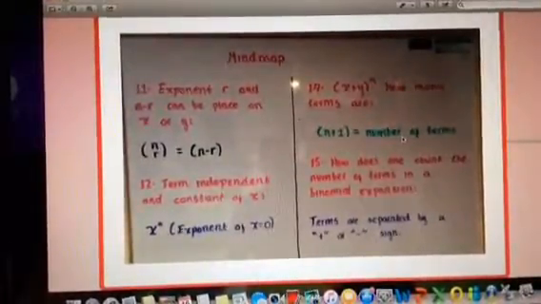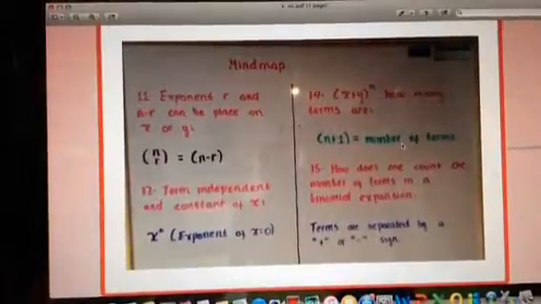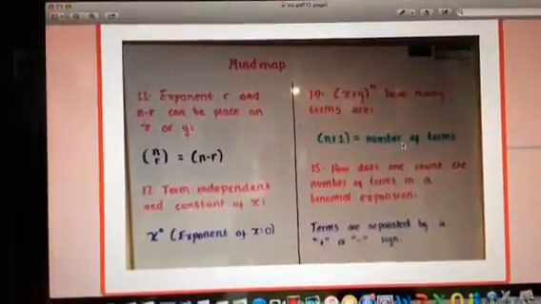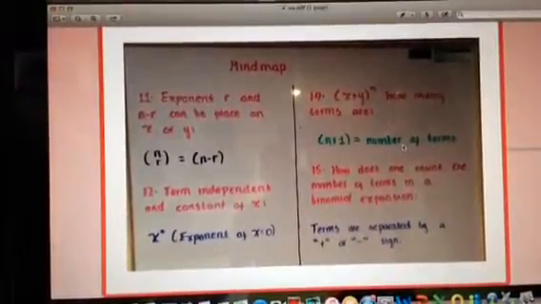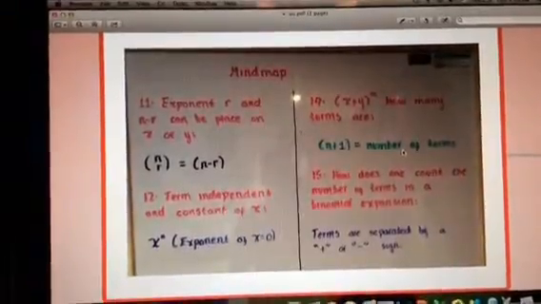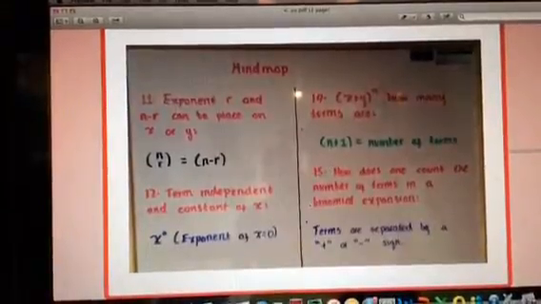The term independent of x, or constant term, is the term where x to the 0, that is, the exponent of x equals 0. For (x + y) to the n, how many terms are there? Well, we use the general formula n plus 1 equals the number of terms.